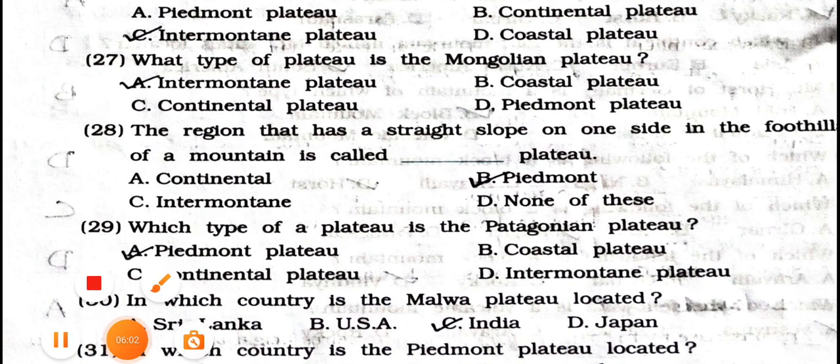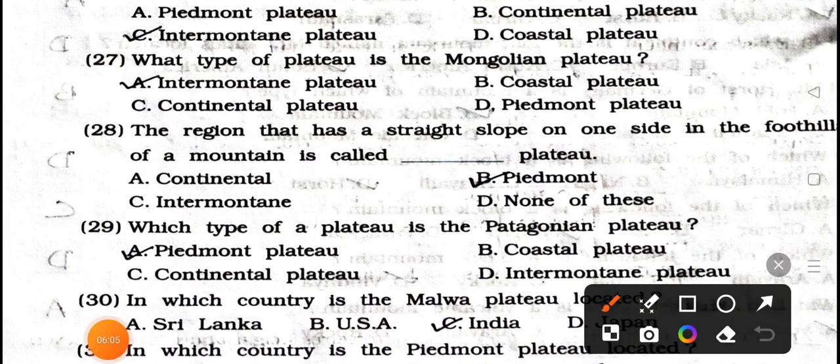Number 27. What type of plateau is the Mongolian plateau? A. Intermontane plateau. B. Coastal plateau. C. Continental plateau. And D. Piedmont plateau. Answer is option A, Intermontane plateau.